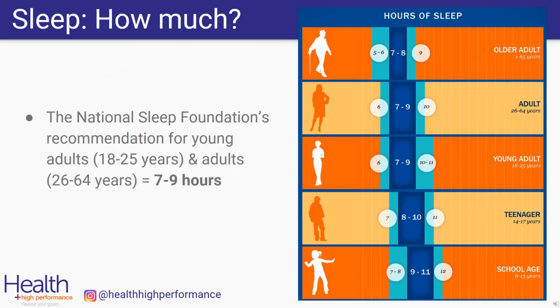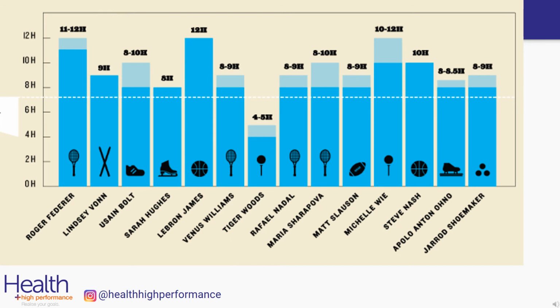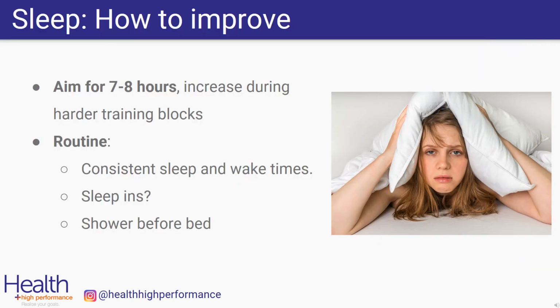So how much sleep do we need? Well, the National Sleep Foundation's recommendations for young adults and adults is between 7 to 9 hours per night. Most elite athletes know the performance-enhancing benefits of sleep, and this graph here demonstrates some of the sleep habits of the world's best. Of note, Roger Federer averaging 11 to 12 hours per night, LeBron James 12 hours, and Usain Bolt between 8 and 10 hours a night. So you really need to be aiming for 7 to 8 hours of sleep and increasing this during harder training blocks.